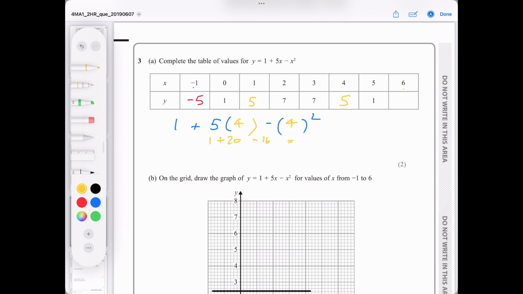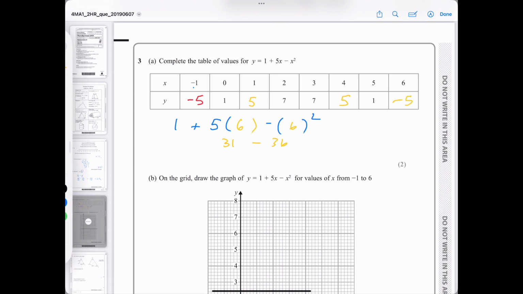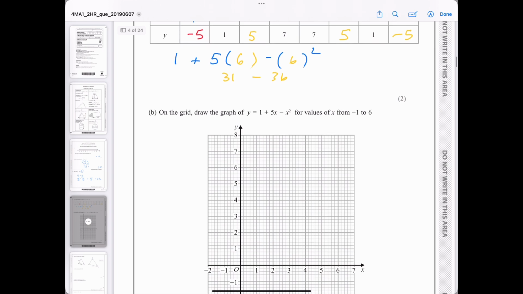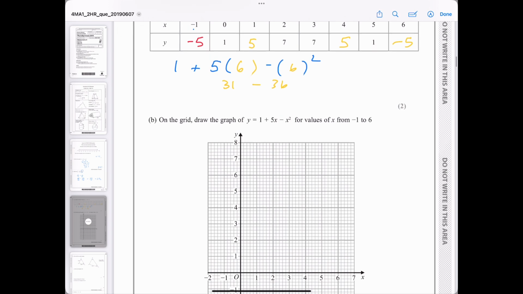And then we're really assuming that 6 is going to be minus 5, but you probably shouldn't do that. It almost certainly will be though. So that's 6. So that's 1 plus 30 is 31 minus 6 squared, which is 36, gives us minus 5. Then you put them all into this. It's a bit tricky. So we've got minus 1 is minus 5.